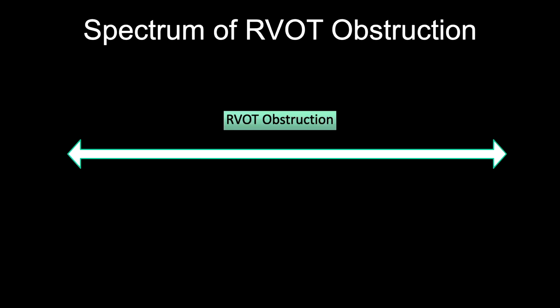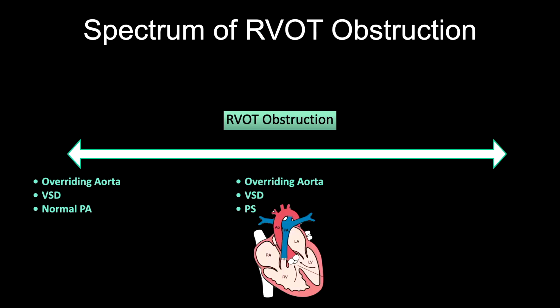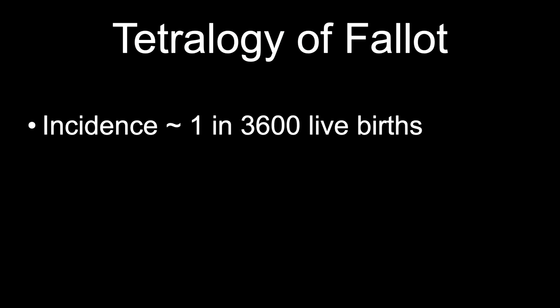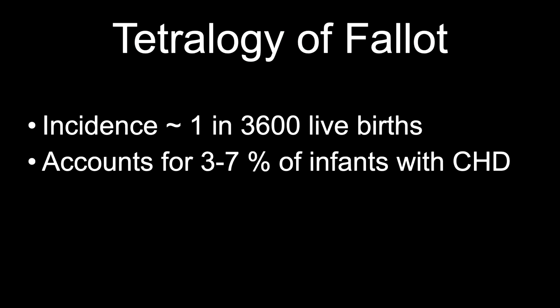It's important to note that Tetralogy of Fallot is more of a spectrum of malformations, based on the level of obstruction of the right ventricular outflow tract. So you can go from an almost normal appearing pulmonary artery with an overriding aorta and a VSD, to the classic form, which is associated with pulmonary stenosis, and then on the other extreme of the spectrum is the pulmonary atresia with all the associated abnormalities. It is a fairly common abnormality, so it is one of the most common abnormalities we see on prenatal ultrasound.